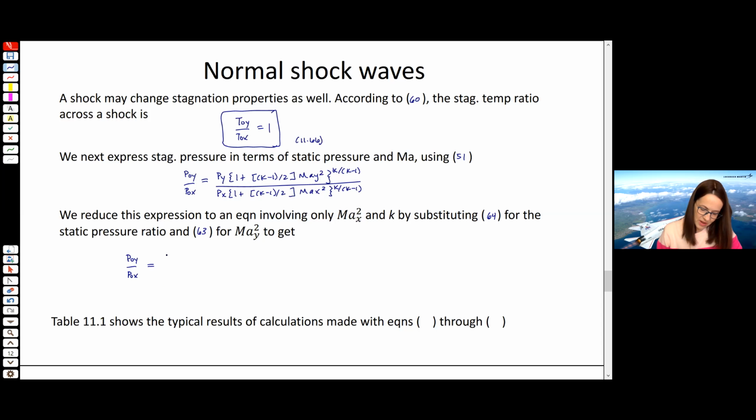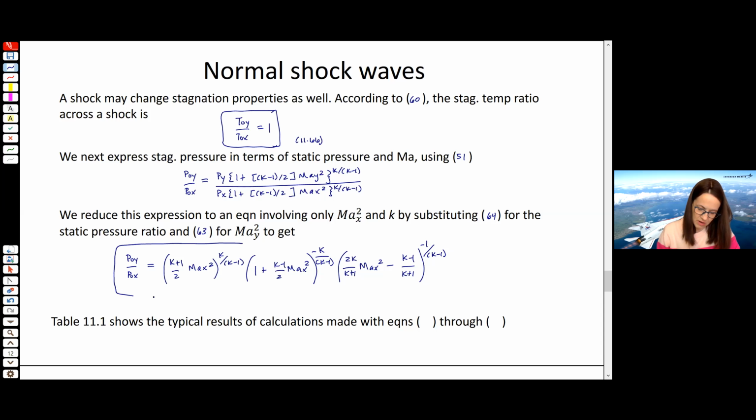All right, so we've got here (k plus 1) over 2 times Mx squared, to the k over k minus 1 power, times 1 plus (k minus 1) over 2 Mx squared, again this time to the minus k over k minus 1 power, times, this is the last one, 2k over k plus 1 Mx squared minus (k minus 1) over (k plus 1), raised to the minus 1 over k minus 1 power. Whew. All right, boxing that one.